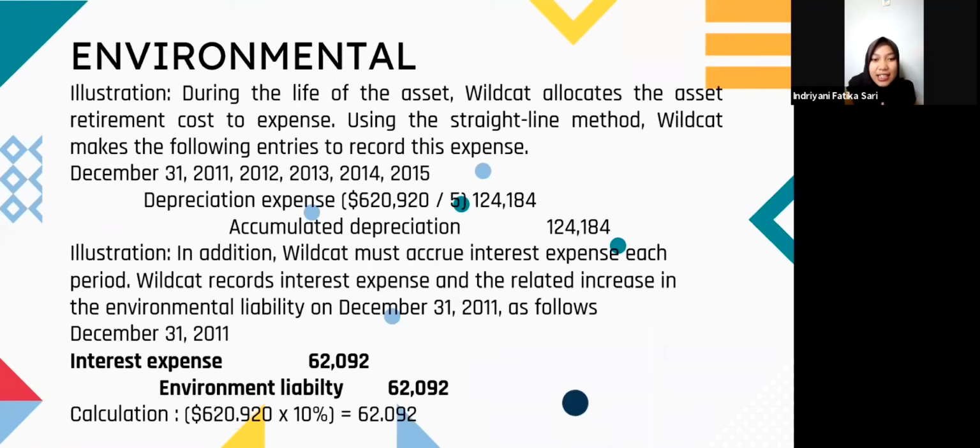Next illustration. In addition, Wilcap must accrue interest expense each period. Wilcap records interest expense and the related increase in the environmental liability on December 31, 2011 as follows. December 31, 2011. In debit, interest expense, and in credit, environmental liability. Next.